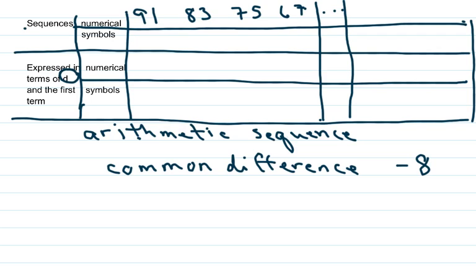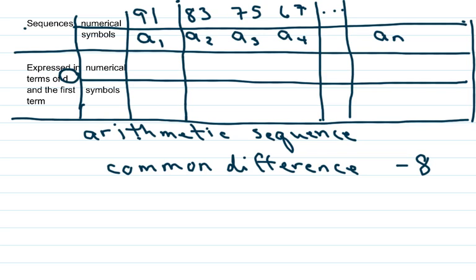Okay, the symbols are the first term. So when you're talking about terms, this is your first term, this is your second term, this is your third term, this is your fourth term, and so on to your last term. And that's how you write that. All right? Now, we're going to write this numerically in terms of the difference and the first term.